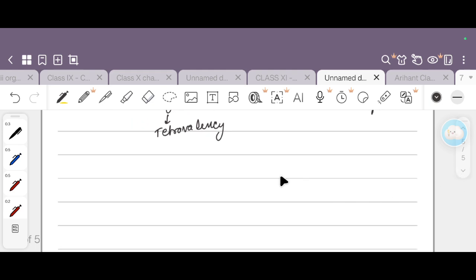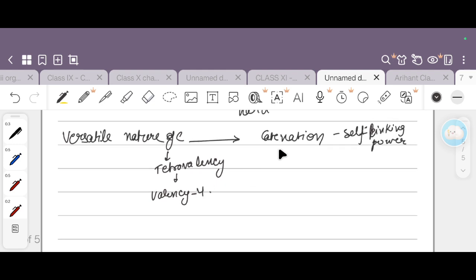The second reason is tetravalency. That means a valency of 4. Tetravalency means that carbon is capable of forming 4 bonds with other monovalent atoms or any divalent atom. These two reasons make carbon versatile in our nature. Now next we move. This is the basic about carbon.